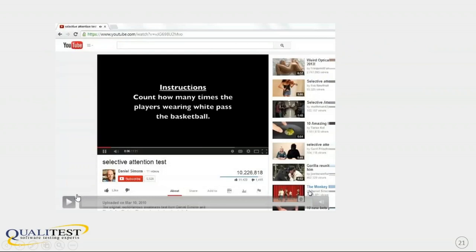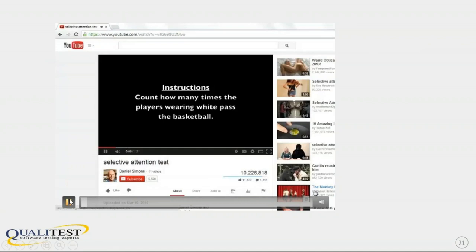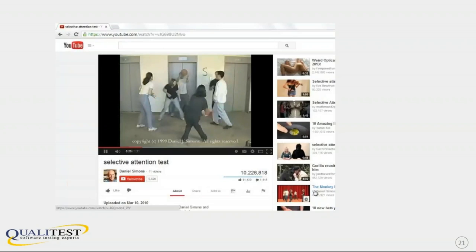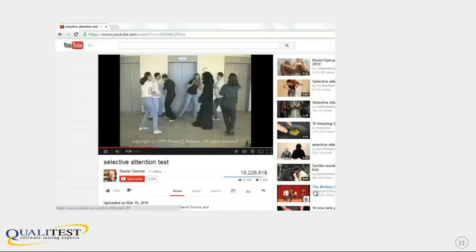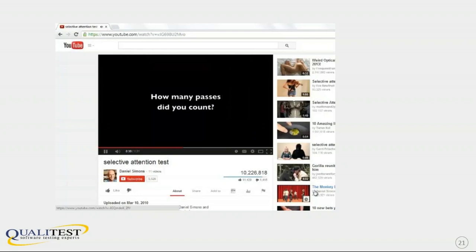This is a little something that I'd just like to test you with. Basically, I want you to just count the number of times the white team is passing. Okay. So the correct answer is 15, but did you see anything else? There was a gorilla that walked through, see?